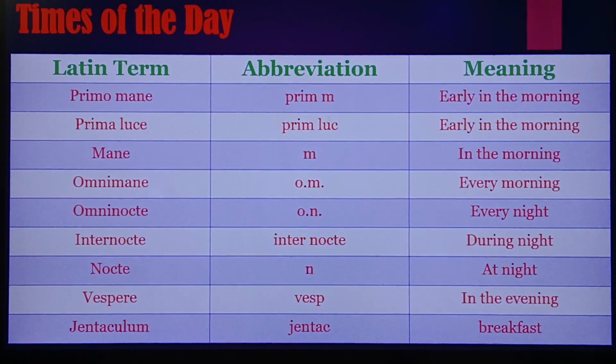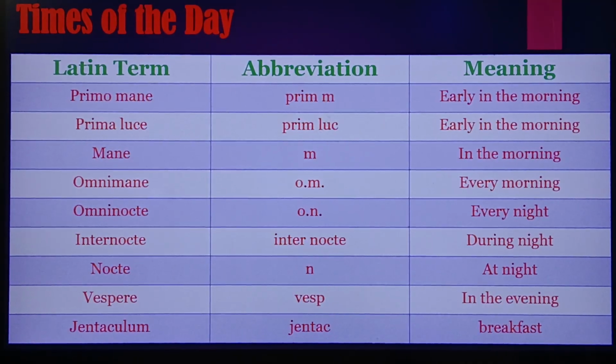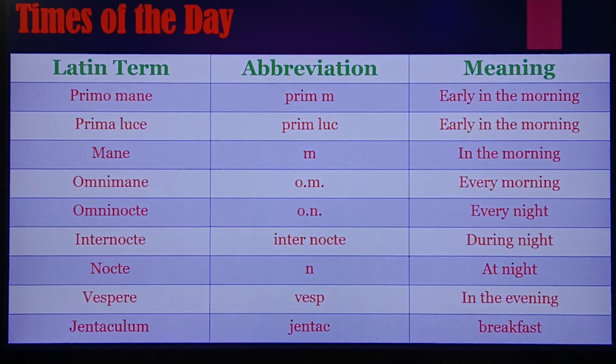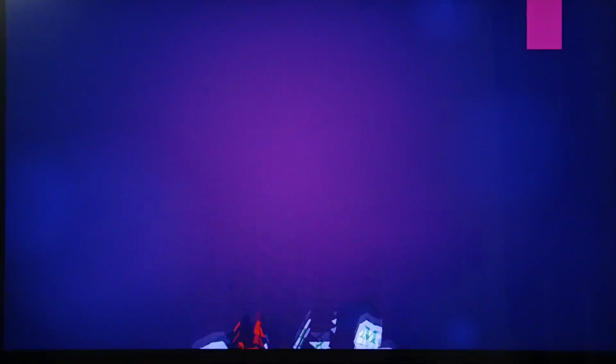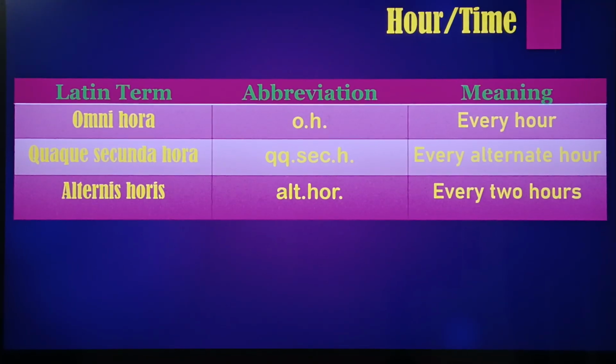As many of you have heard, Gentac is a tablet which is taken before breakfast. Now we will get to know the hour or time Latin terms, their abbreviations and English meanings. Omni hora, OH, every hour; quaque secunda hora, QQ sec H, every alternate hour; alternis horis, alt hor, every 2 hours.